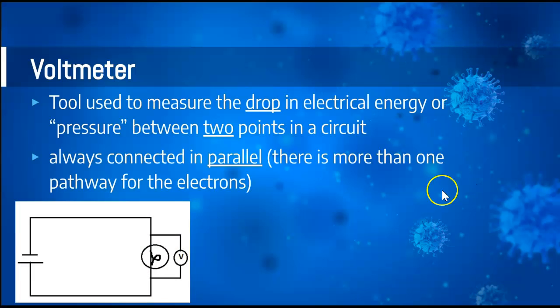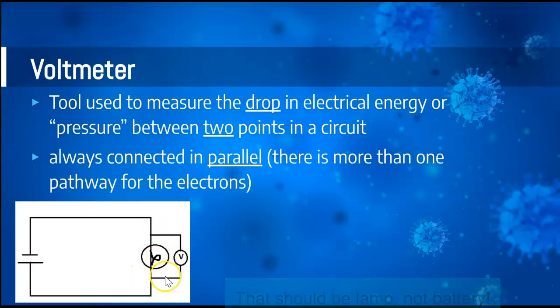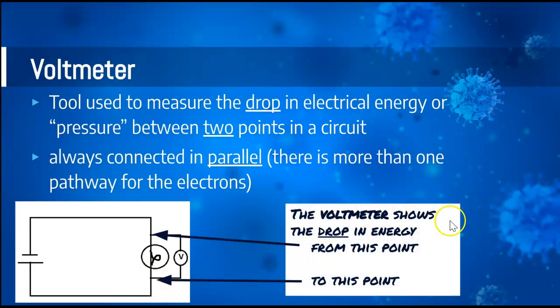Right? So the way you would attach it would be, for example, if I wanted to measure the voltage of this battery, I would attach 1 point here and 1 point here, and the voltage would tell me what is the difference between here and here. How much energy has changed in electrons between this point and this point. All right, so the voltmeter is going to show the drop in energy from this point to this point, because it is going to be consumed by this light bulb.